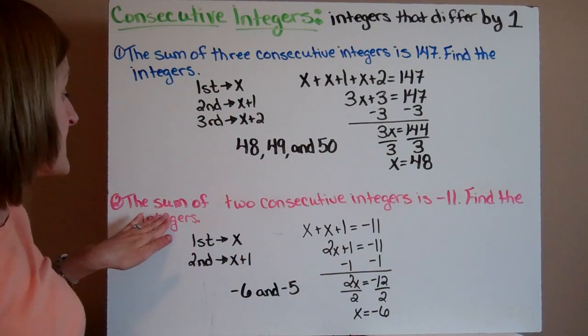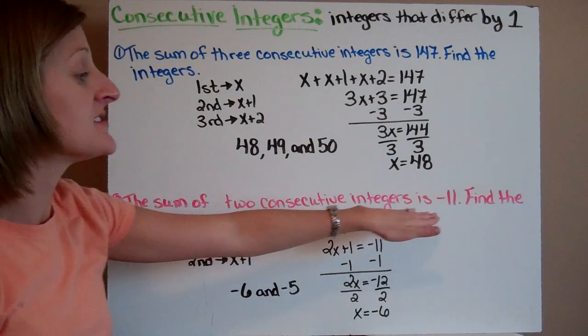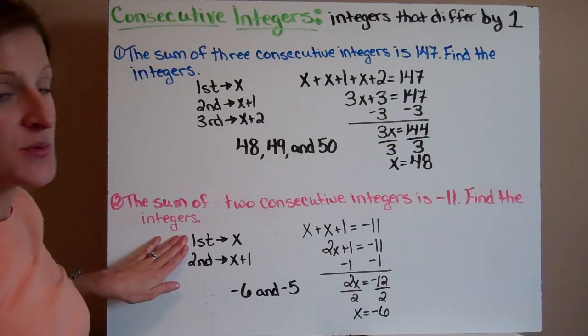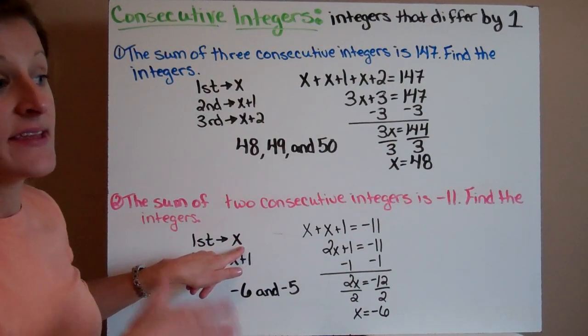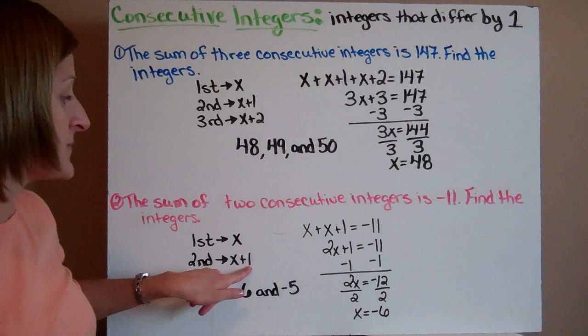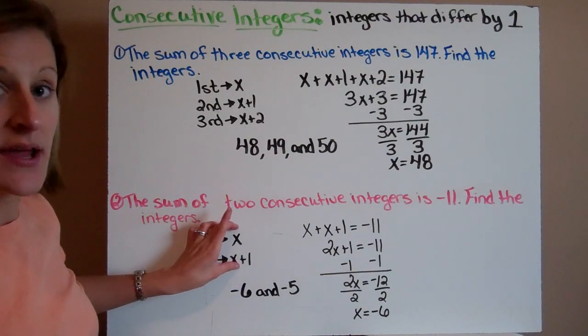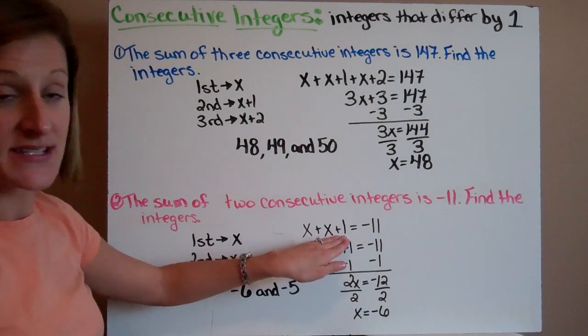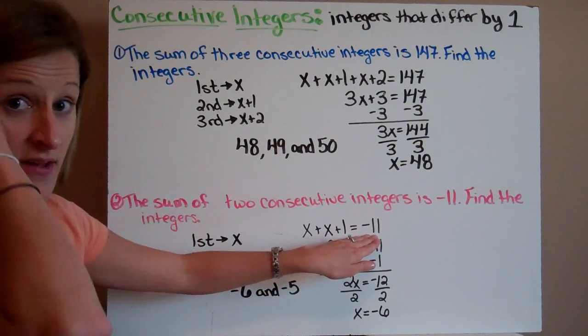Now this one says the sum of two consecutive integers is negative 11. And find the integers. Okay, my first one I'm going to set as x. The next one then is going to be x plus 1. So I add these two together. x is my first number plus x plus 1, my second number, is going to equal negative 11.